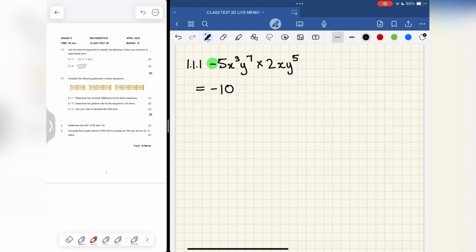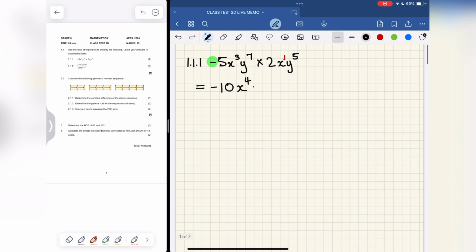Then the powers of x, remember that there is a 1 as an exponent of x there. So when we multiply the powers of x, we need to include that 1 when we add the exponents. So the law of exponents says that I can keep my base of x and add 3 plus 1, which is 4. And then the same thing for y. I've got y to the power 7 times y to the power 5. And that, of course, is 7 plus 5, which is 12. And that's my answer. Negative 10 x to the power 4, y to the power 12.